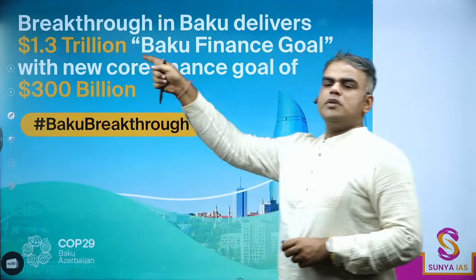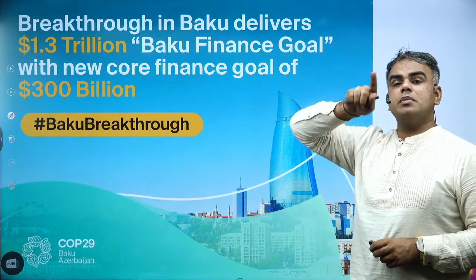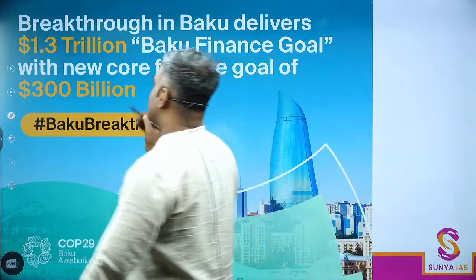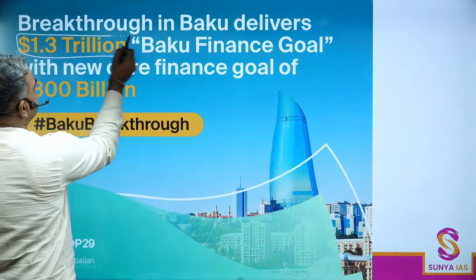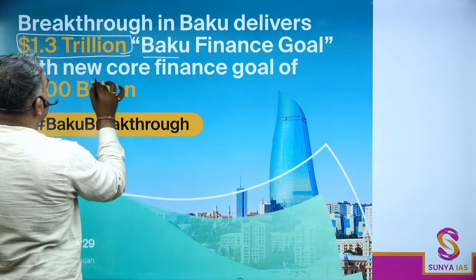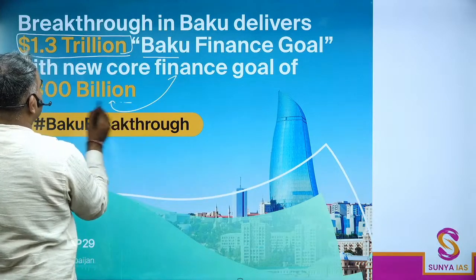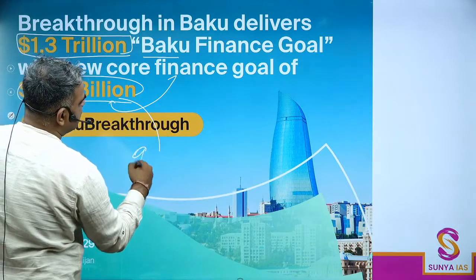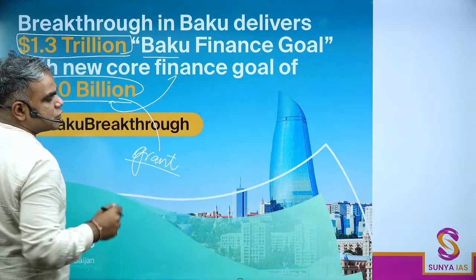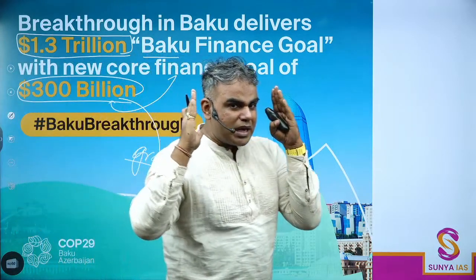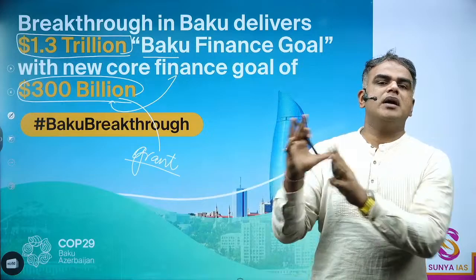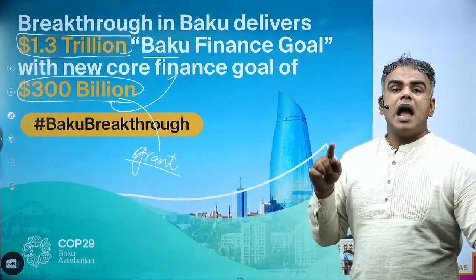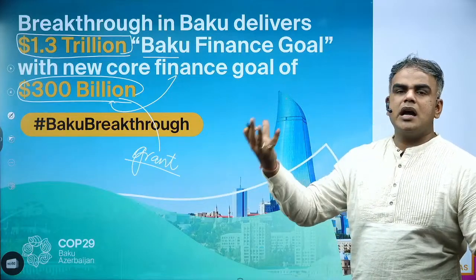Now, many times you will see this $1.3 trillion, or sometimes you will see $300 billion per year. The clarification here is, this is overall money. This is the Baku finance goal. And in this particular part, $300 billion per year is said now to be given as a grant. So out of the huge pool, $1.3 trillion, only a very small part is going to be a grant, which is why countries like India and other developing countries have said that this again seems to be just an eyewash.